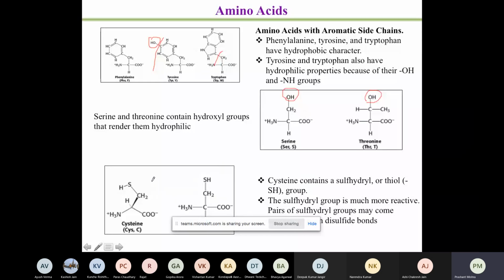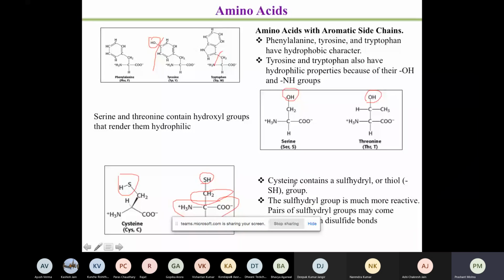Now coming to another type of amino acid which has an SH group, a sulfhydryl group. This is known as cysteine. Now cysteine is the one which has the same structure. Up to here the structure is the same. If I look at the structure up to here, it becomes the alanine structure. Now in alanine what we have done is that we have added an SH group. So adding this thiol group makes cysteine very reactive. It becomes much more reactive than the other amino acids.